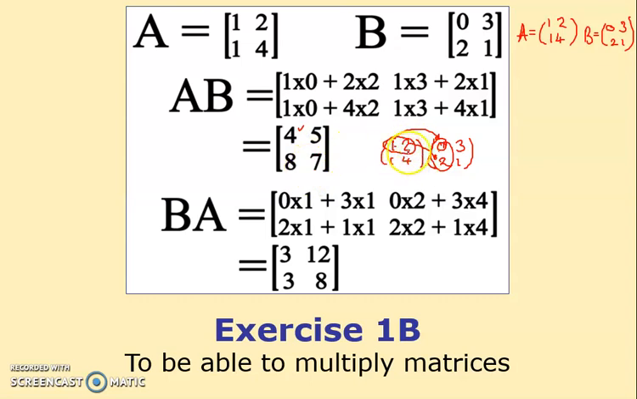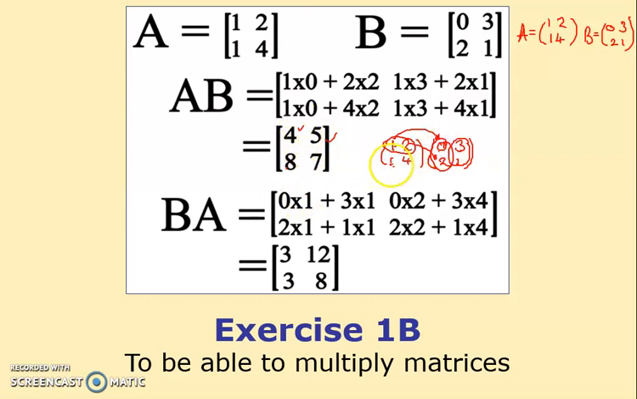Having done the top row by the first column, I go to the top row by the second column. So it's 1, 2 times 3, 1, and you just do it. 1 times the 3 is 3, plus 2 times the 1 is 2, 3 and 2 makes 5. You can see all these calculations I'm doing up here.